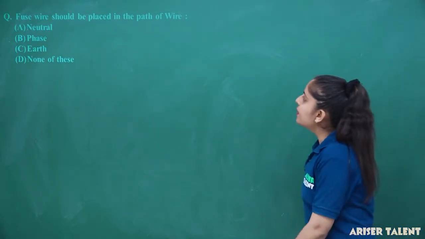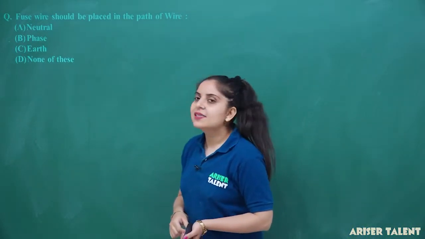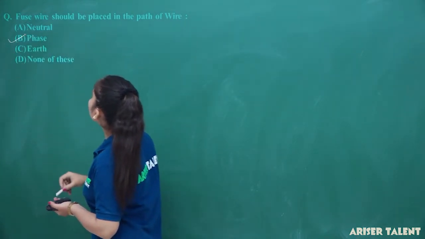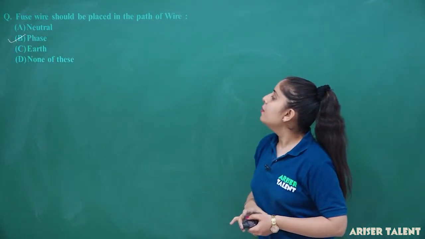Let's check the options here. Neutral, phase, earth or none of these. Here the correct option is phase. So, you have to keep the fuse wire with the phase wire.